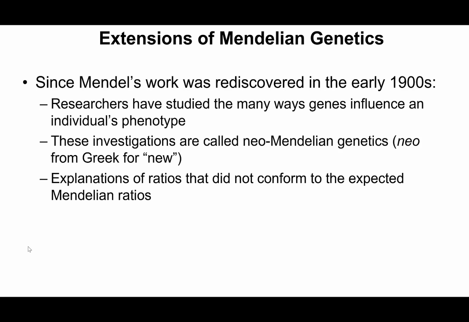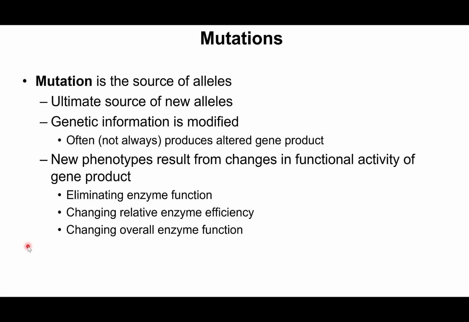Since Mendel's work was rediscovered in the early 1900s, there's been a lot of researchers that have looked at the ways in which genes influence an individual phenotype. And what we've found is that a lot of these influences are not behaving in a strictly Mendelian manner. And so we've called these investigations neo-Mendelian genetics, meaning new Mendelian. And some of the ratios that we find that don't conform to Mendelian ratios have since been explained. So before we get too far along, let's cover some topics of neo-Mendelian genetics and get our vocabulary straight.